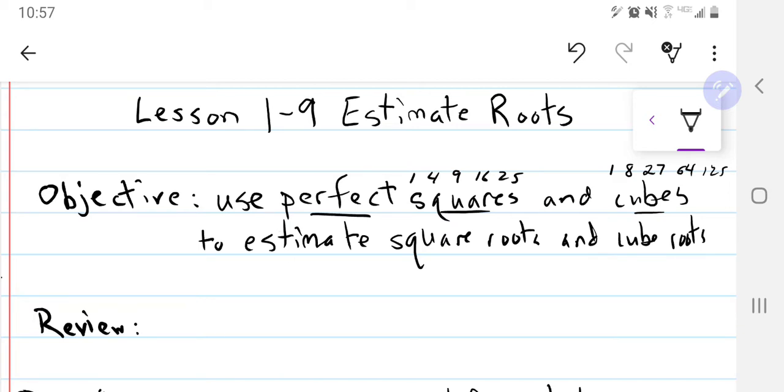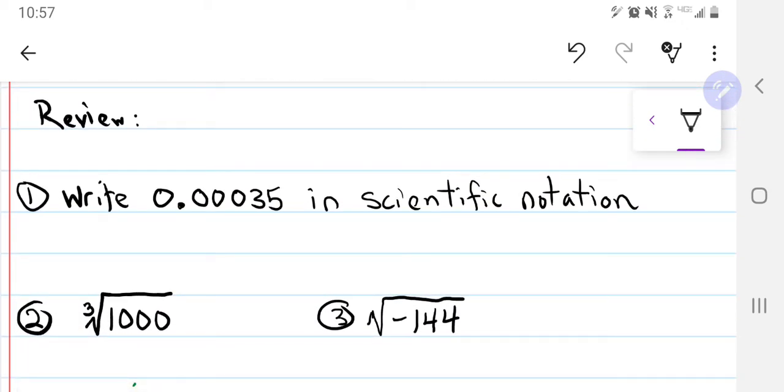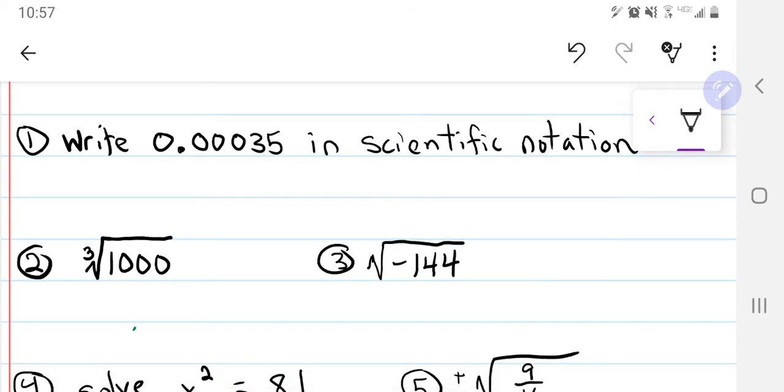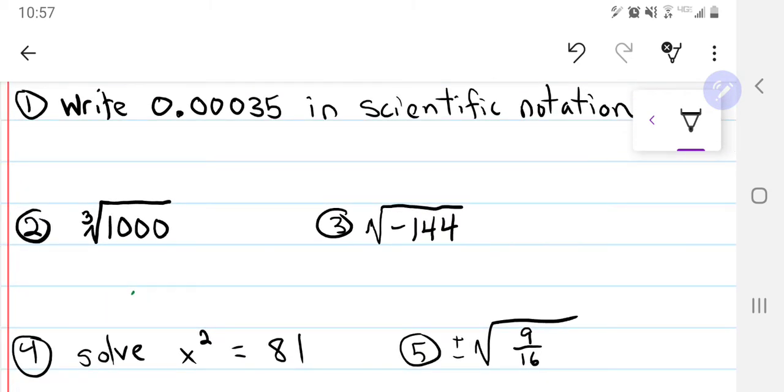Anyway, we're going to be using that. That's our objective. But first, let's get after some review. Our first problem is writing that decimal in scientific notation. Your other 4 problems are below. Pause, try them, then check your work.